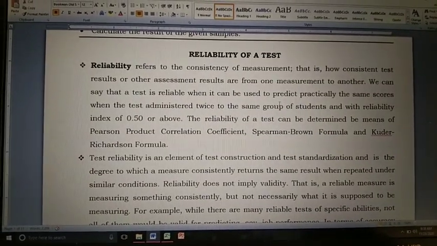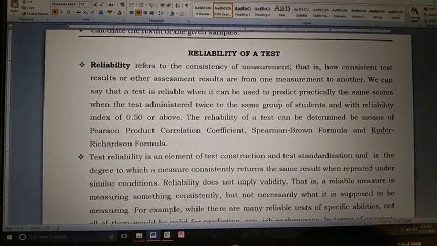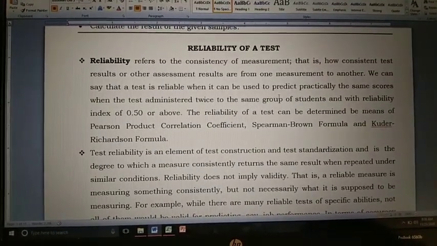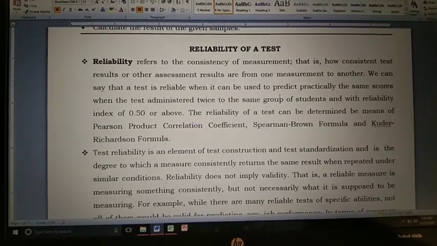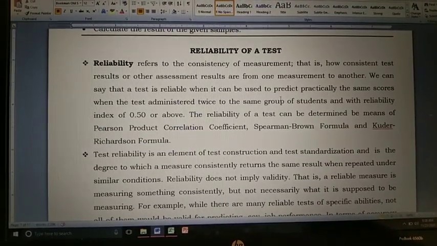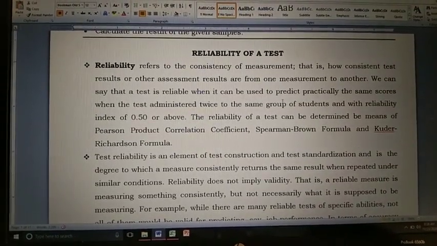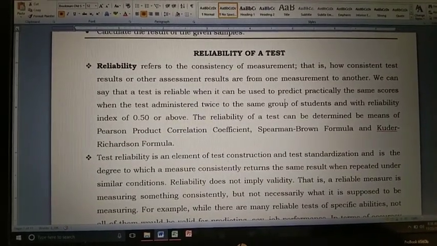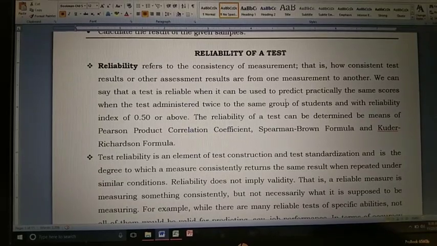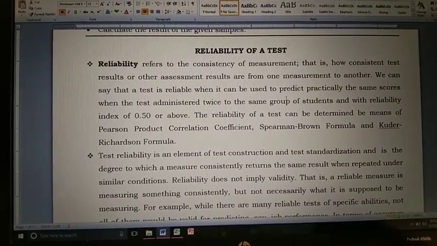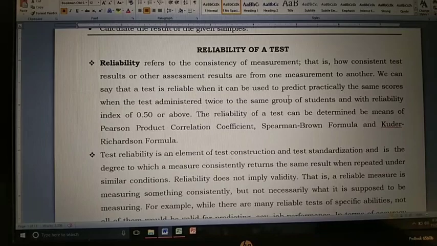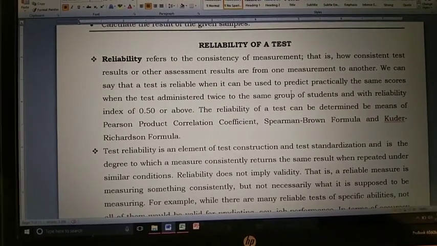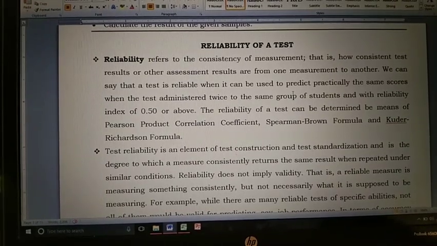Okay, let us first define reliability. Reliability refers to the consistency of measurement. That is, how consistent test results or other assessment results are from one measurement to another. We can say that a test is reliable when it can be used to predict practically the same scores with the test administered twice to the same group of students, with a reliability index of 0.5 or above.